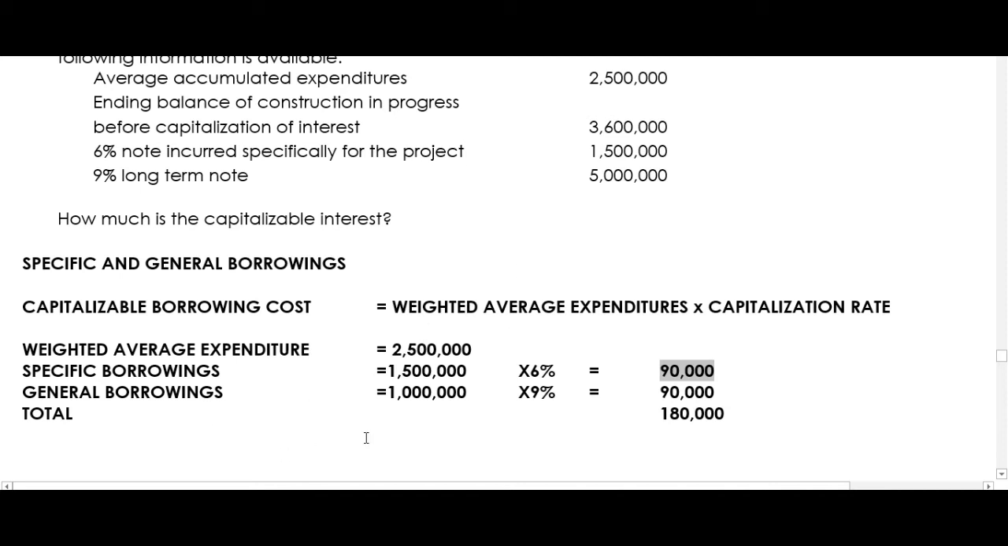So 90 na yon. Yung naiiwan na 1 million, multiply natin doon sa interest rate ng general borrowing na 9%, ang lalabas 90,000. Nagkataon lang, parehas. So, pag tinotal mo siya, 180. Okay? So, yun lang. Ganyan lang ang gagawin natin.